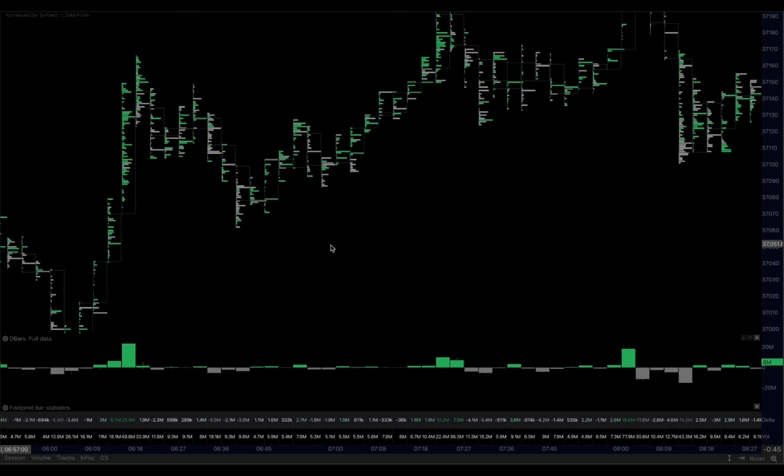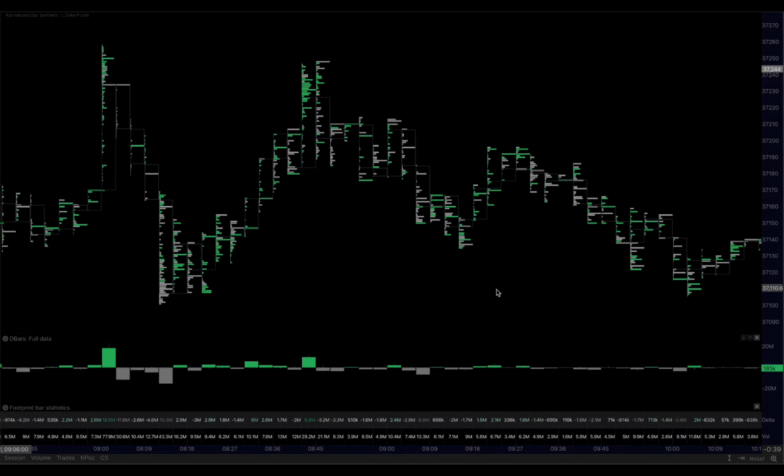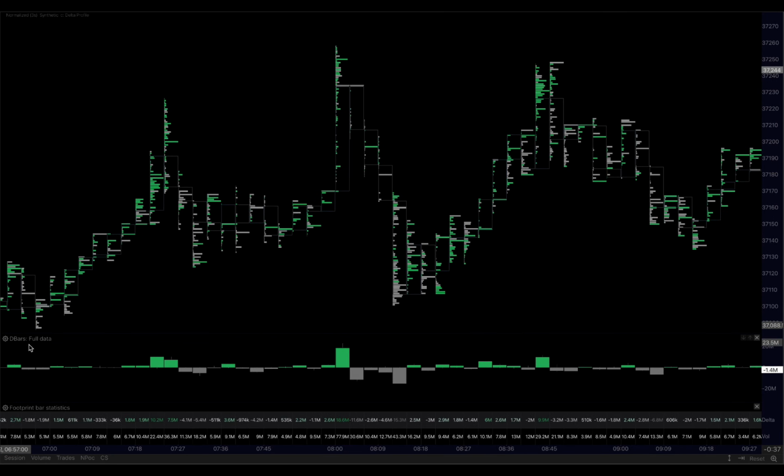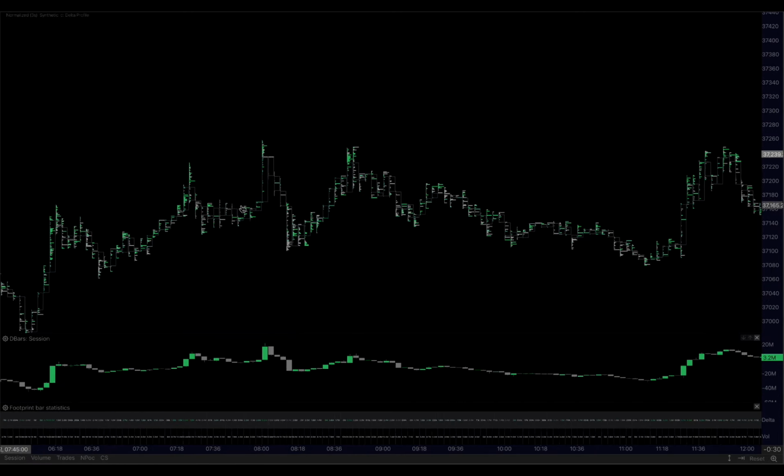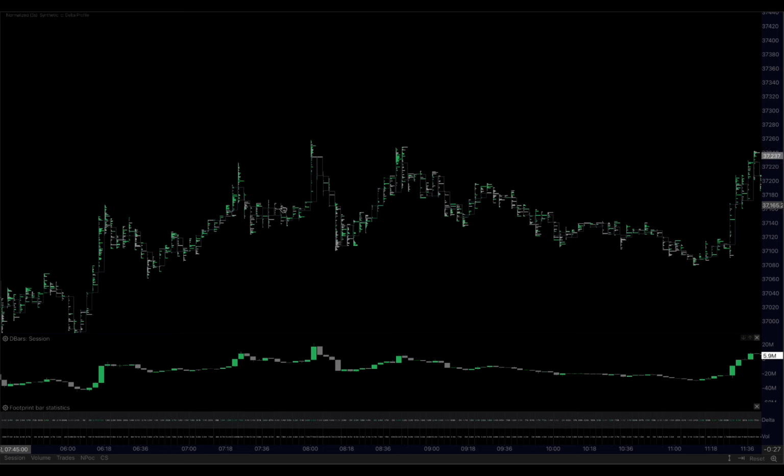Next, we're going to cover the CVD divergence. Let me go back to where we were. That was here. So now I'm going to turn off the histogram mode. Do a session here. Now we're going to look for higher lows. So let's say price is making lower highs, while CVD is making higher highs. That means the ask or the sellers are absorbing. And if price is making higher lows, while the CVD is making lower lows, that means the bidders are absorbing, or the buyers are absorbing.